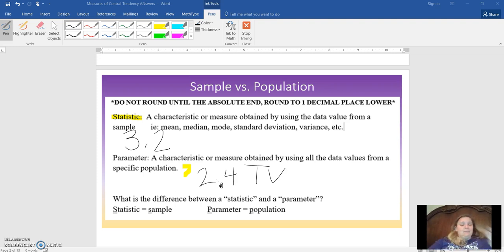All right, so statistic and parameter, they're both characteristics. One applies to sample: statistic, sample. One applies to population: parameter, population.